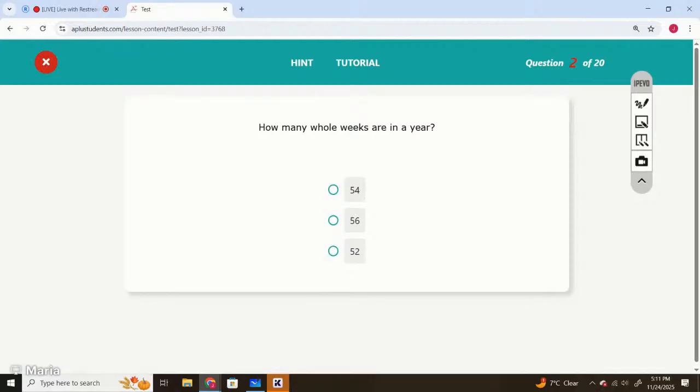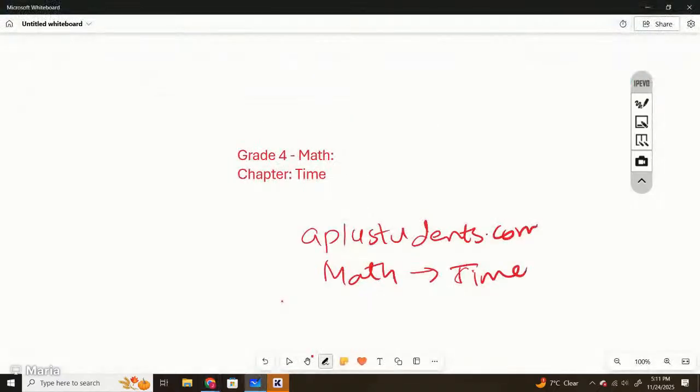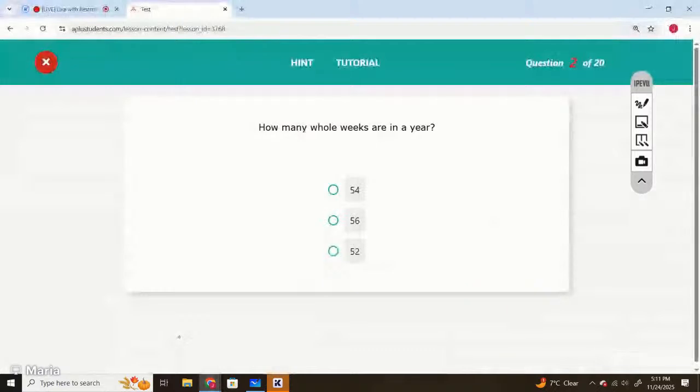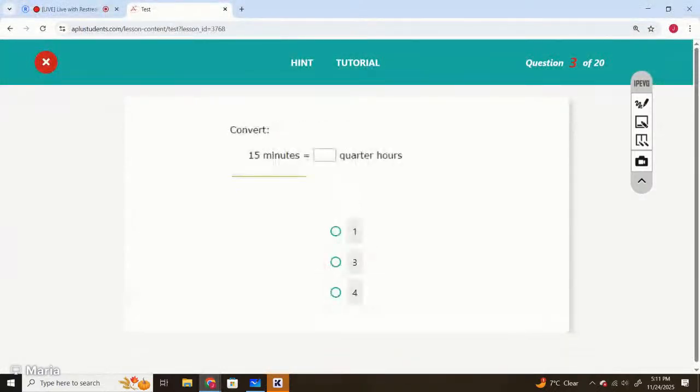How many whole weeks are in a year? So in 1 year we have 52 weeks. Option number 3 is the correct option.